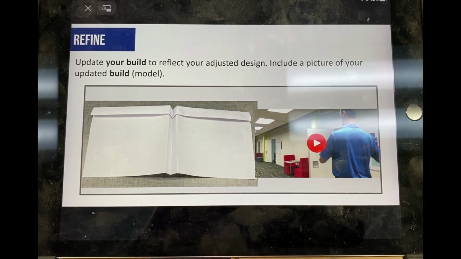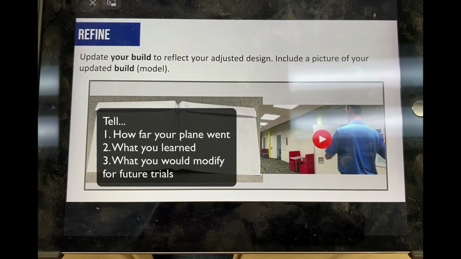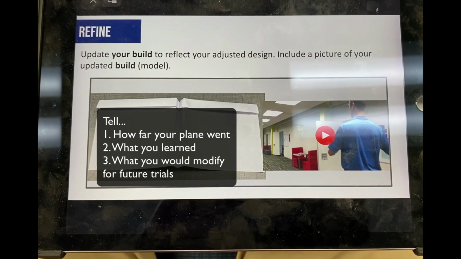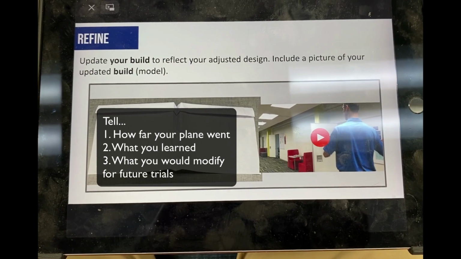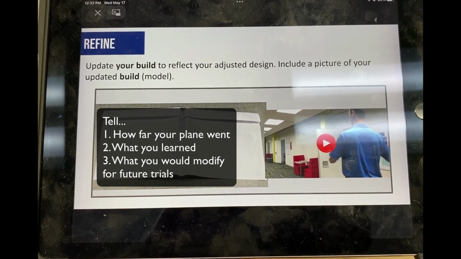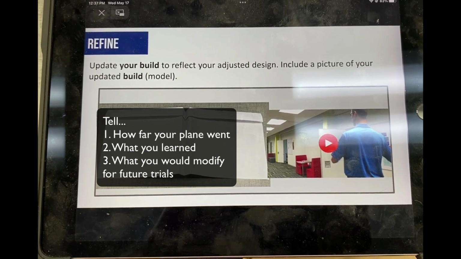And when trial number 2 finishes, explain how far the plane went, what you learned from this trial, and then if you were given another trial, what you would modify or do altogether differently to achieve better results. And that will round out your presentation.